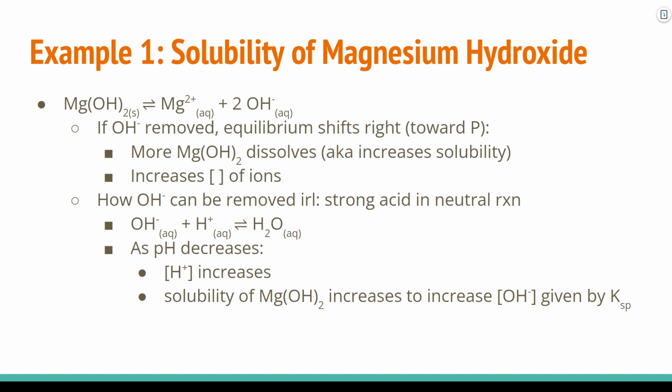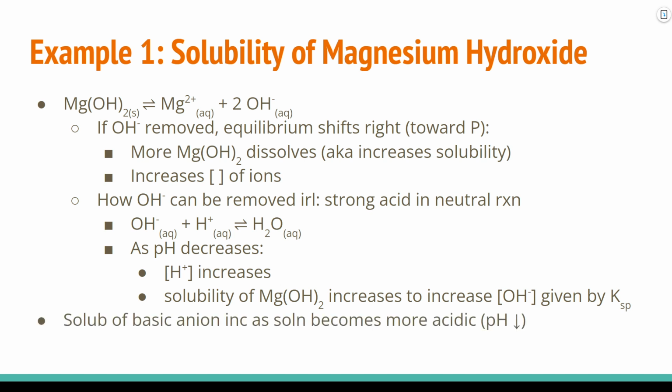Again, if I decrease the pH by adding acid, because remember, a lower pH means more acidic, the system is using that H+ to interact with the hydroxide so that you are using up the hydroxide. You're dissolving more of the salt to compensate for that loss of hydroxide from earlier. So the solubility of a basic anion increases in the solution as the solution becomes more acidic, aka the pH is decreasing. That's basically what I said earlier.